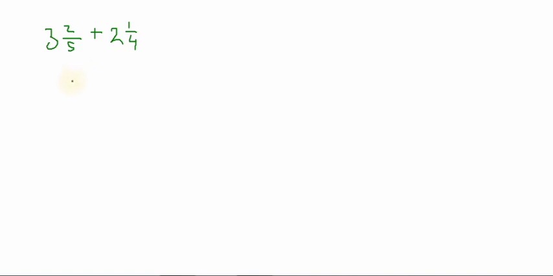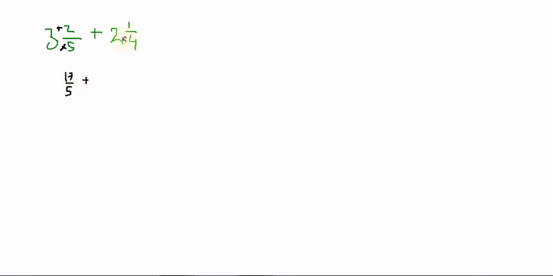Now when we have something like this, normally what we do is that we convert these two first. We multiply 5, the denominator, by the whole number, and then we add it to the numerator. Let's say 5 times 3 is 15, plus 2, that is 17 all over 5, right? And this is plus.